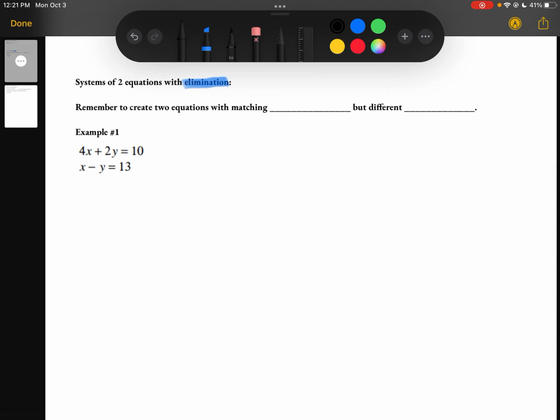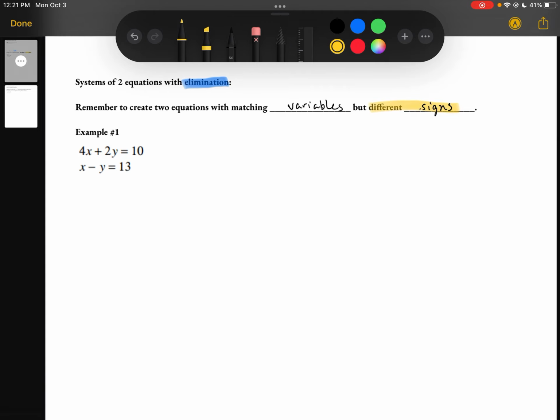So remember to create 2 equations with matching variables, and we're going to want to make sure we also have different signs. So this is the key thing that held up a lot of us with success on elimination before. The last quiz showed basically a lot of us were really good at matching the variables, but they do have to have, I meant to highlight that, they do have to have different signs.